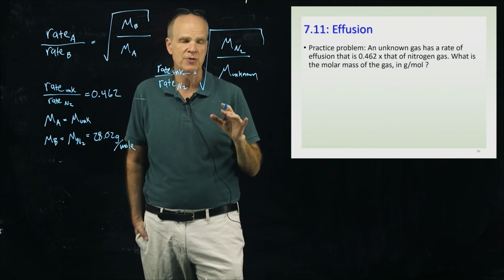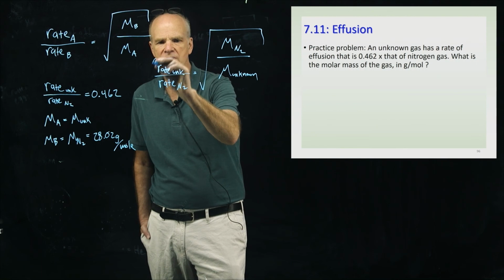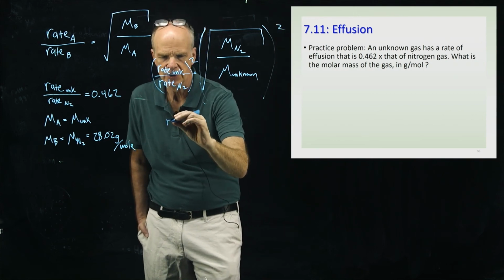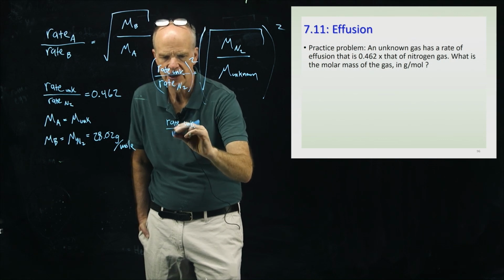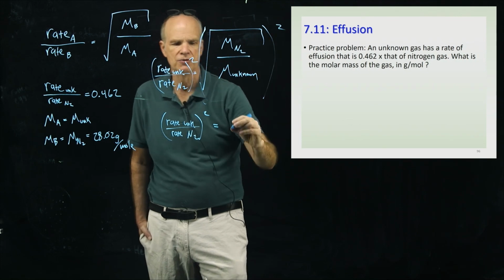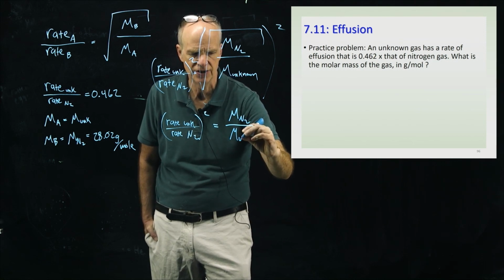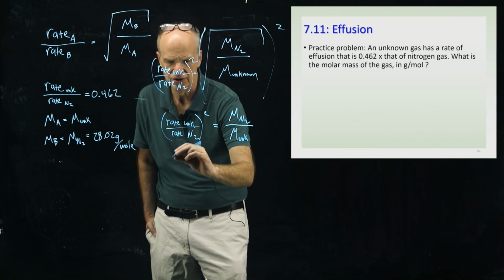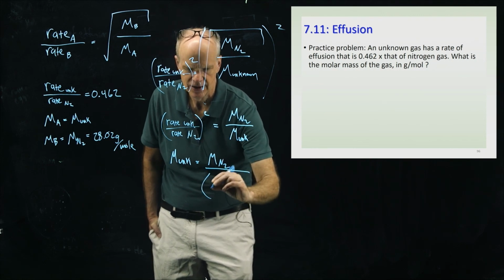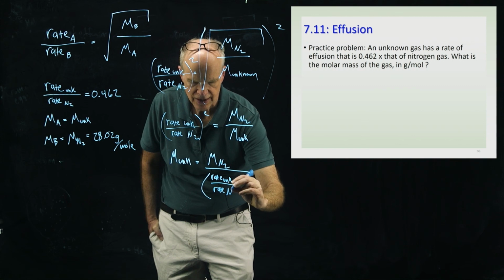Okay, so the next thing I want to do is make this problem a little bit easier by doing some manipulation to get rid of the square root. The easiest thing to do is just to square both sides. So I'm going to square the right, and I'm also going to square the left. And so we have the rate of the unknown gas over the rate of N2, squared, is equal to, since we square the square root, that simplifies things on the right side, the molar mass of N2 divided by the molar mass of the unknown. Okay, so now we can solve for the molar mass of the unknown. The molar mass of the unknown is equal to the molar mass of N2 divided by the rate of the unknown divided by the rate of N2, squared.